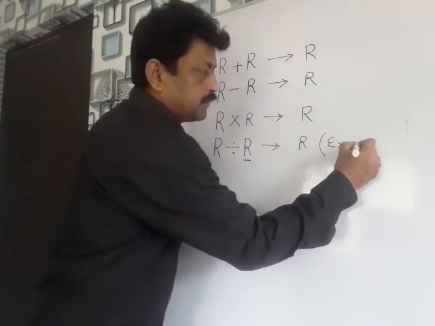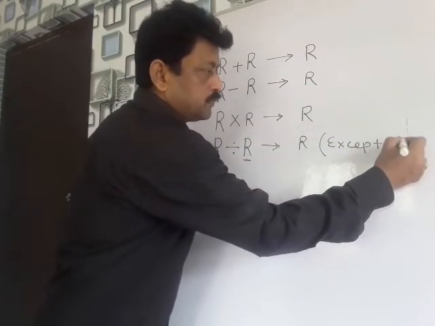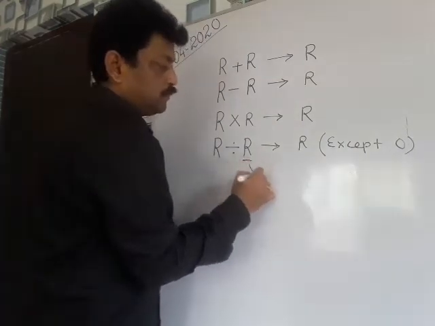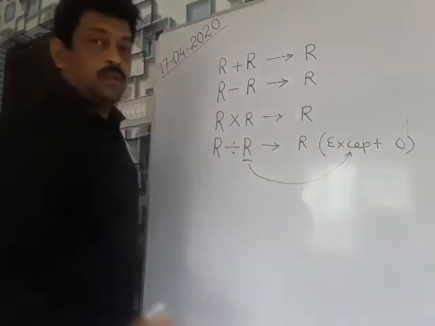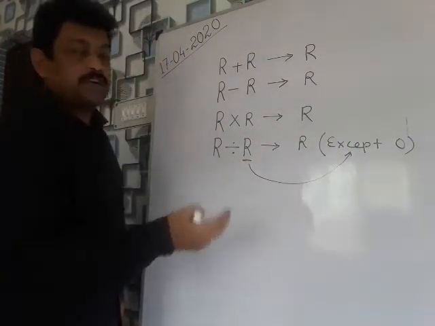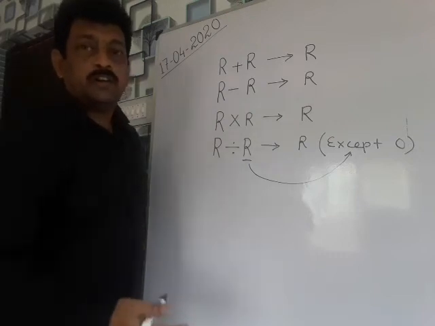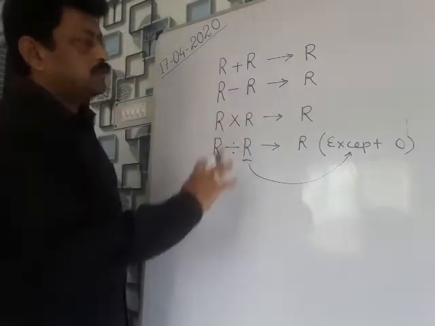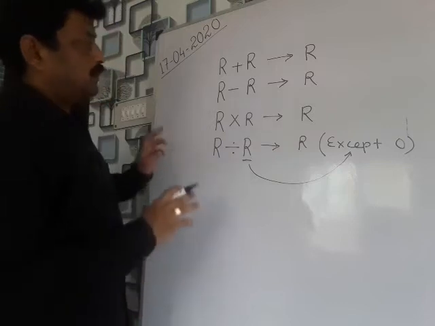Except 0. This one will not be 0, because we all know when a number is divided by 0, it becomes undefined. So these are the rules about rational numbers.